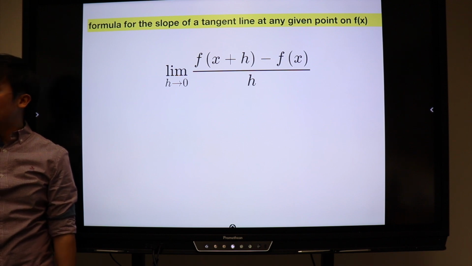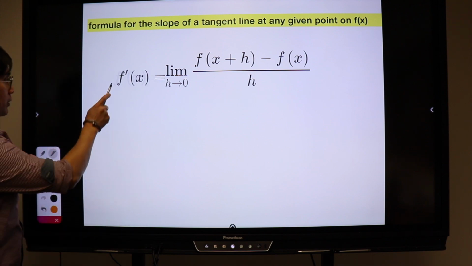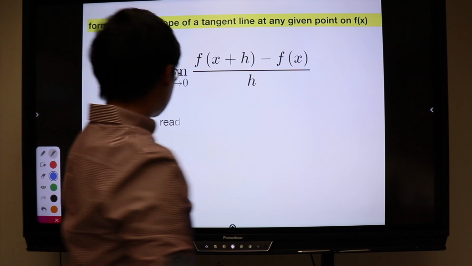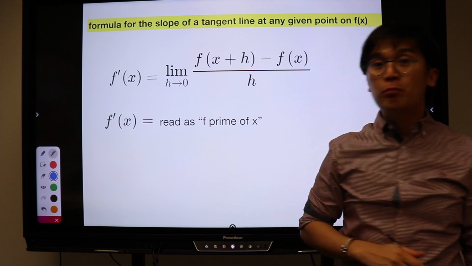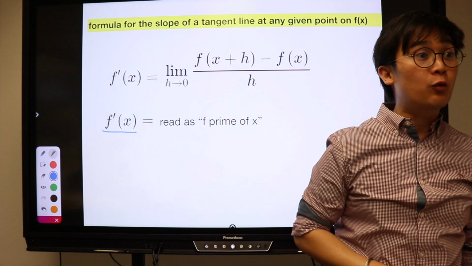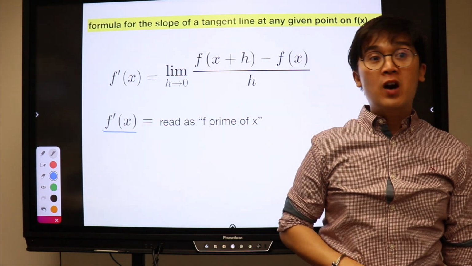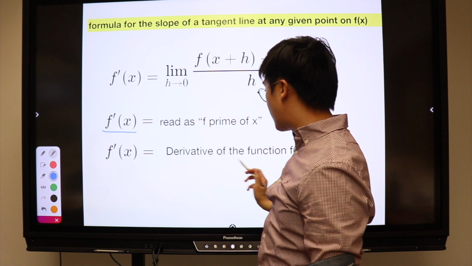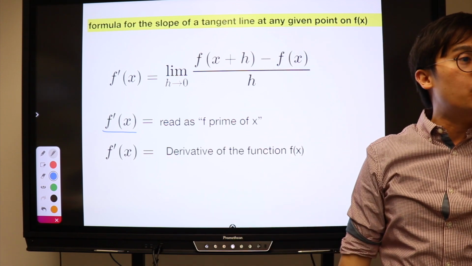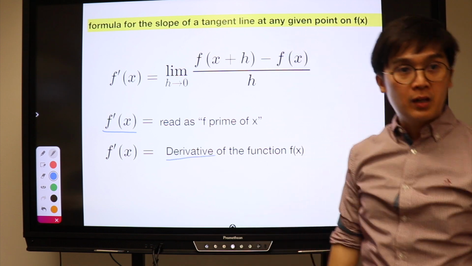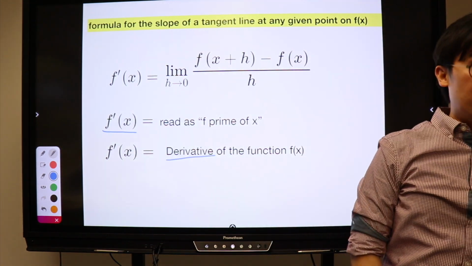Now, in mathematics, it's all about symbols. This is the symbol that we use for the equation of the slope of a line. In this case, we read it as f prime of x. So whenever you see f prime of x, it means you're looking for the equation of the slope of your function in that particular f of x. And another term or description that we use for f prime of x, this is the derivative. The derivative of the function f of x.